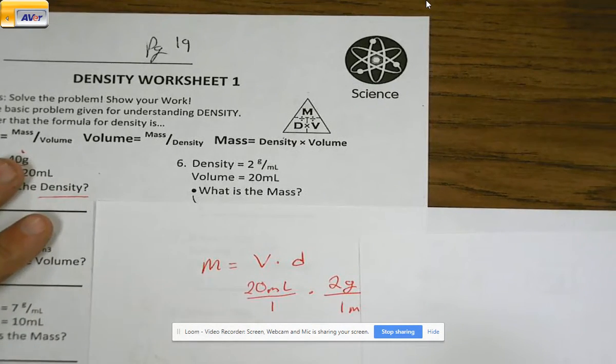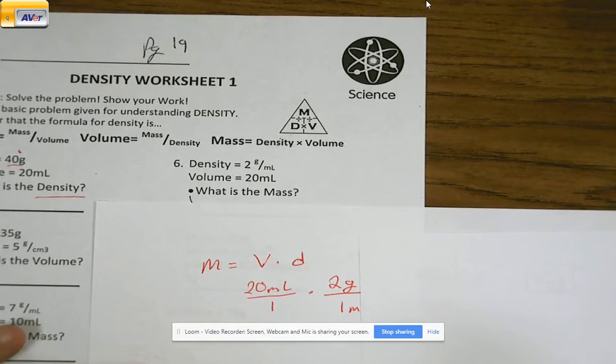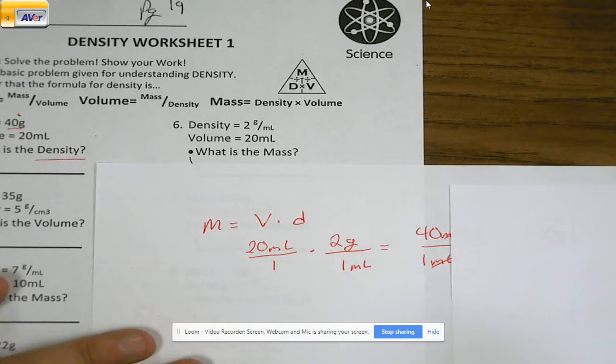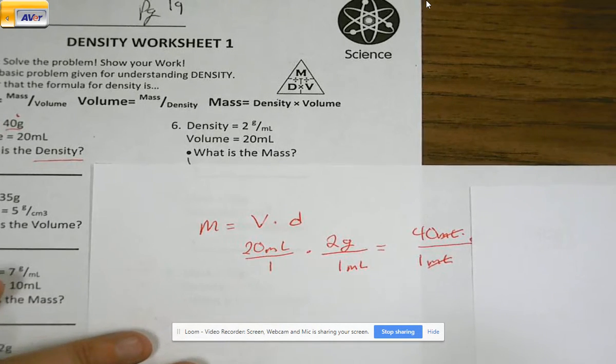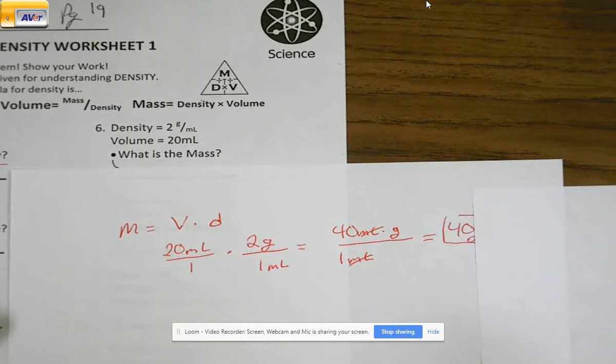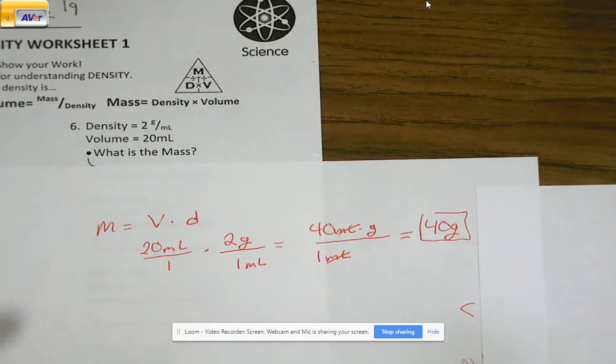The idea is that I'm trying to leave them all as fractions, so that it makes my math easier. So that's 40 milliliters over 1 milliliter. The milliliters cancel, so all that's left over is grams, and grams left by itself. So my answer is 40 grams, because we can't lose units. All right, so that's that one.